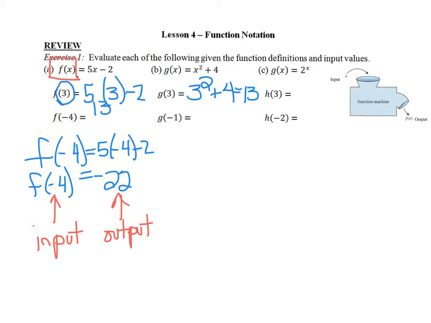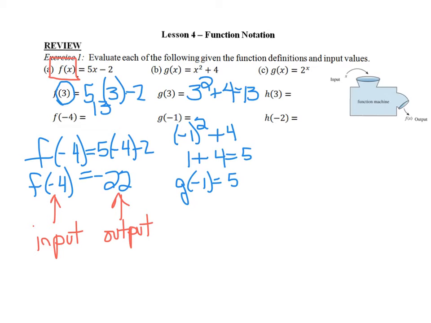Trying negative 1, be very careful with that negative sign. So I'm going to put parentheses around the negative 1, and I'm going to square that input. And then I'm going to add 4. Negative 1 squared, of course, is positive 1. Positive 1 plus 4 is equal to 5. So that tells me that when my input is negative 1, my output is equal to 5.